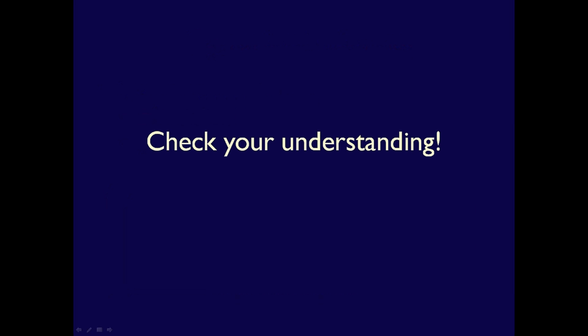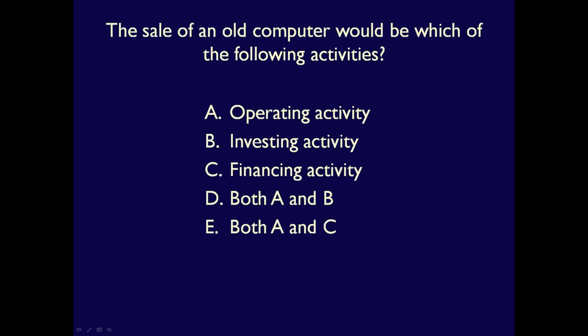Let's double check your understanding of the types of business activities. Remember to pause the video and answer first. In your app development company, if you sold your old equipment, it would be considered an... If you said A, operating activities, because you sold something, you're incorrect. You don't sell old equipment day to day as part of your operations, so it's not operating activities.